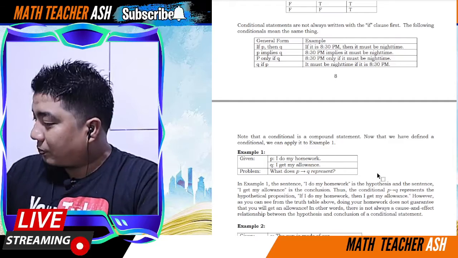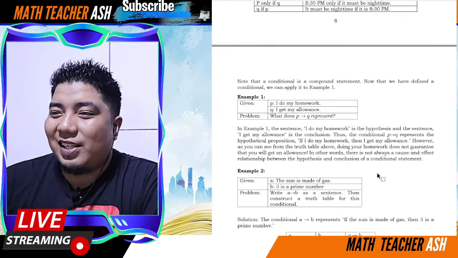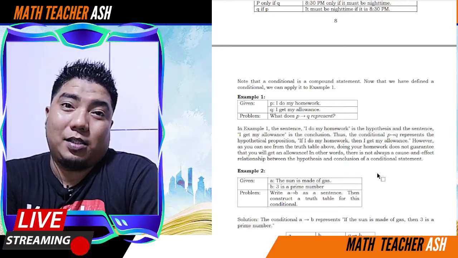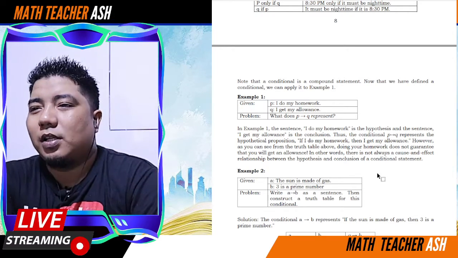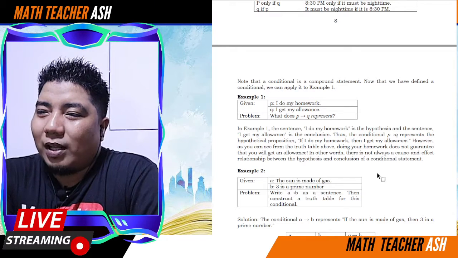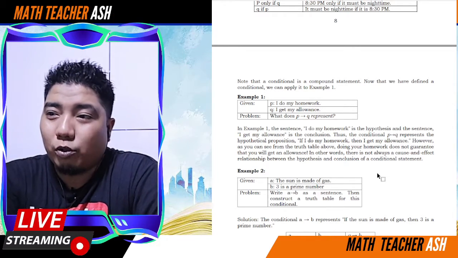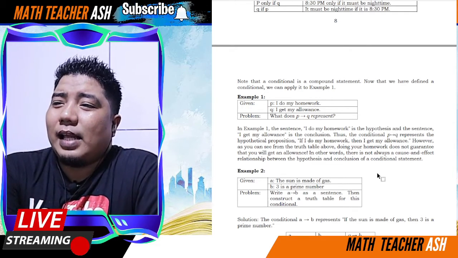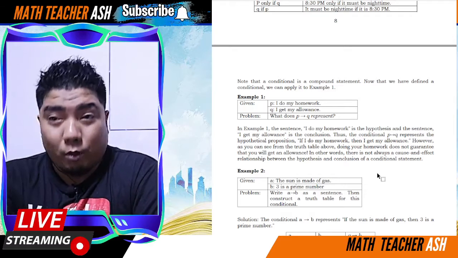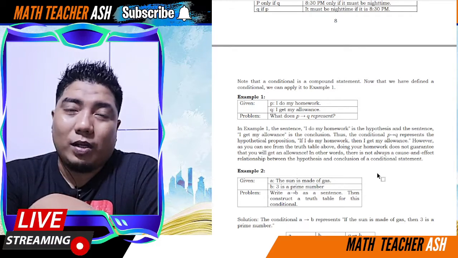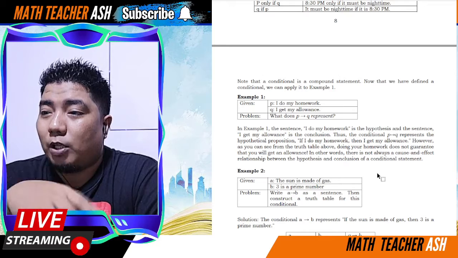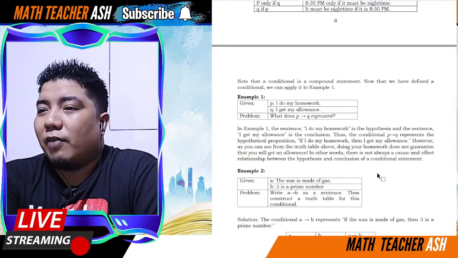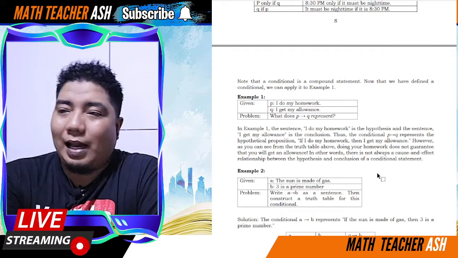All right. Now, let's consider this example. We have here, I do my homework, I get my allowance. So, that is the given. So, what does P implies Q represent? All right. So, in example number 1, the sentence I do my homework is the hypothesis. And then, I get my allowance is the conclusion. Thus, the conditional P to Q represents the hypothetical proposition: if I do my homework, then I get my allowance.